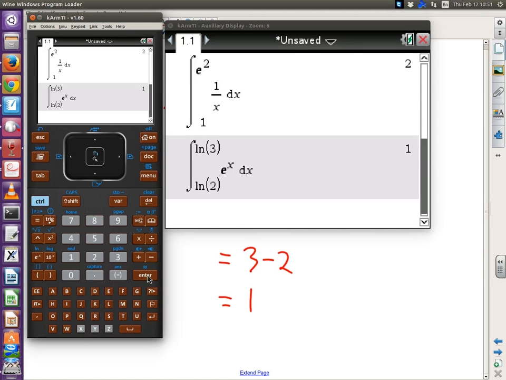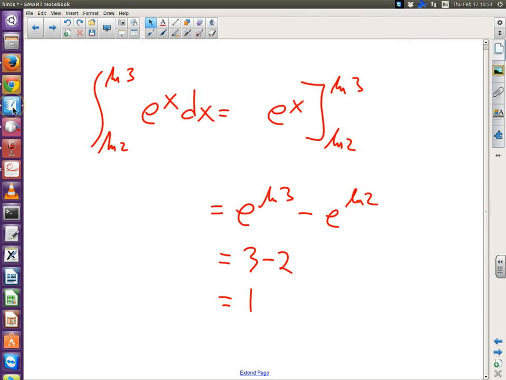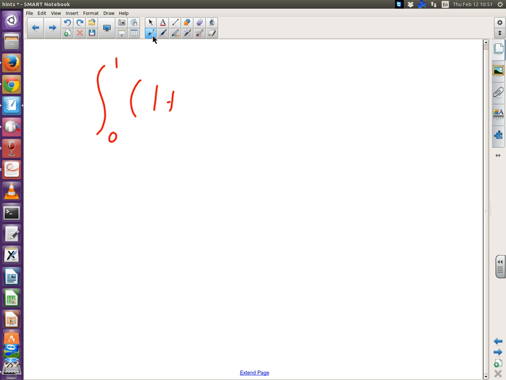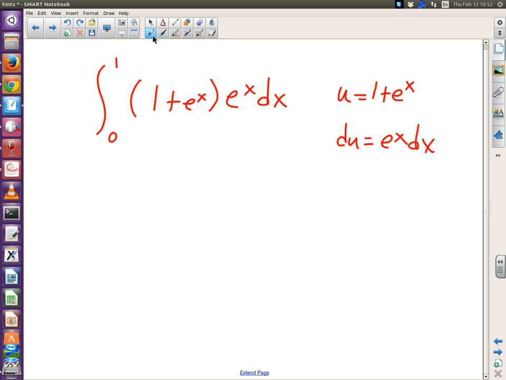All right, how about this one? What's the definite integral, I did it again, from 0 to 1 of 1 plus e to the x times e to the x dx? All right, so we figured out in class, we didn't record this in class, this is after the fact, that u equals 1 plus e to the x is a nice choice for u if you're doing a u-substitution, because look what du is. du is e to the x dx, and that's what we got.